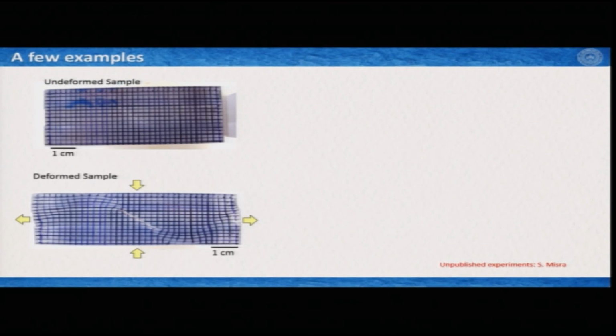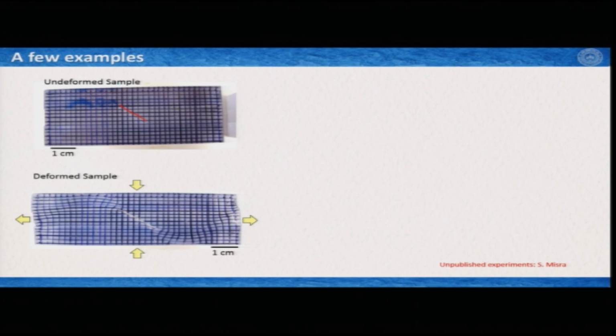So here is an example of experiments that I performed in the laboratory. What you see in this undeformed sample is a polymer, PMMA, polymethyl methacrylate. It has a cut in the middle like this, and then I made square grids. Each grid is about 2 millimeter squares, and then I compressed it, and because of this cut in the middle, there are some distortions in the deformed sample.